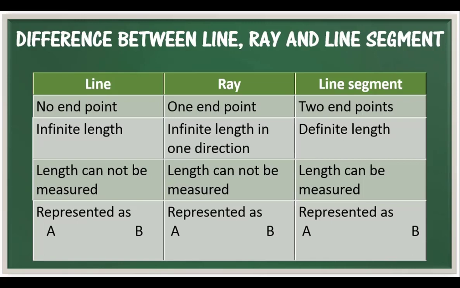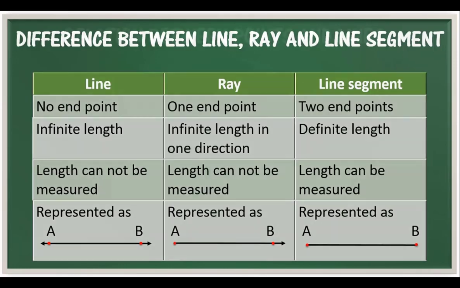The line is represented as AB having two arrows on each end. Ray can be represented as AB having one arrow at one end, while line segment can be represented as a line having no arrows at any end.